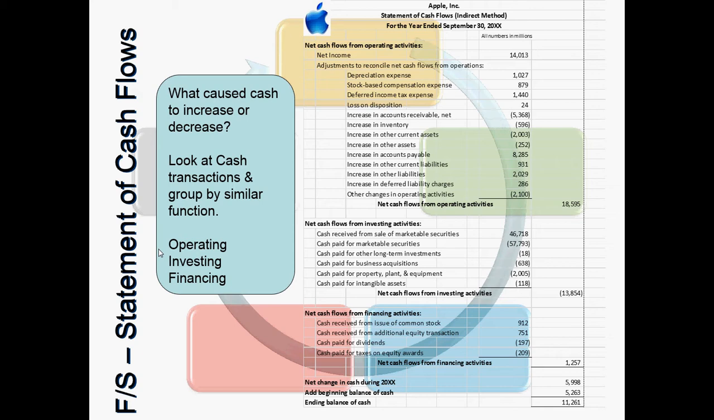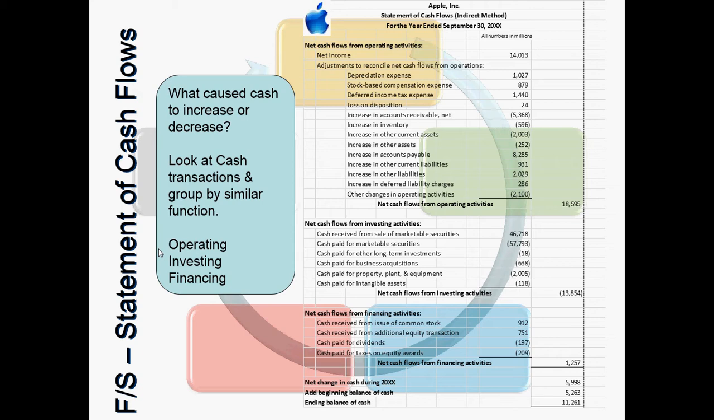We will group them by similar functions. There are three main functions: operating, investing, and financing. Those that involve the normal operations of the business go in the operating section. Those that involve long-term assets are involved in the investing section. And then the financing generally deals with long-term liabilities and our equity.